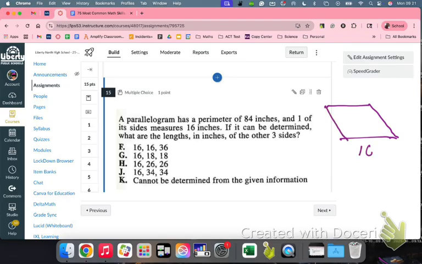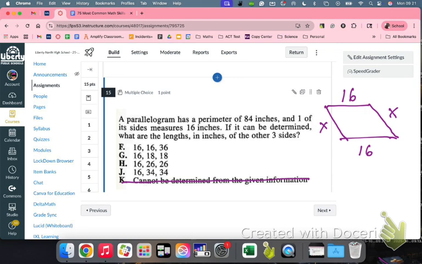And I know one side is 16. The other side opposite it has to be 16. And these two unnamed sides have to have the same length. I can determine that. So I can rule out K as an answer. It's not going to be that complicated to figure this out.